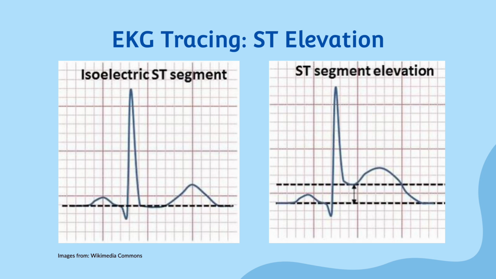ST elevations on an EKG indicate injury to the heart muscle. This is because the electrical signal in the heart is disrupted, causing a change in the baseline pattern on the EKG tracing. Specifically, the electrical signal is elevated above the baseline, creating a characteristic spike on the EKG tracing.